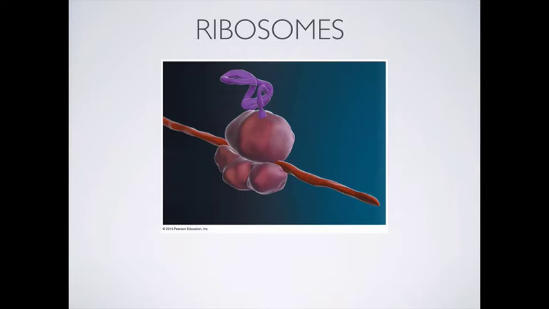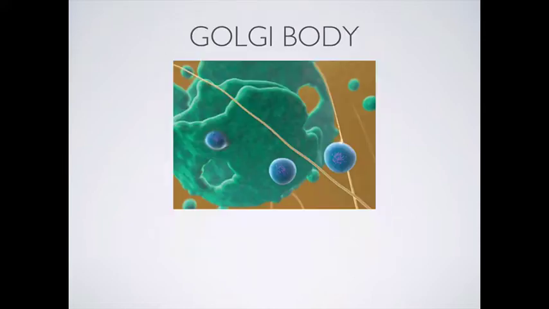The phospholipids, or the proteins, don't stay in the rough endoplasmic reticulum. They get packaged into little bubbles, which we call vesicles. And from there, they go someplace else. One of the places they can go is to the Golgi body, which I think is what I have next. Yes. The Golgi body, or sometimes it's called the Golgi apparatus.